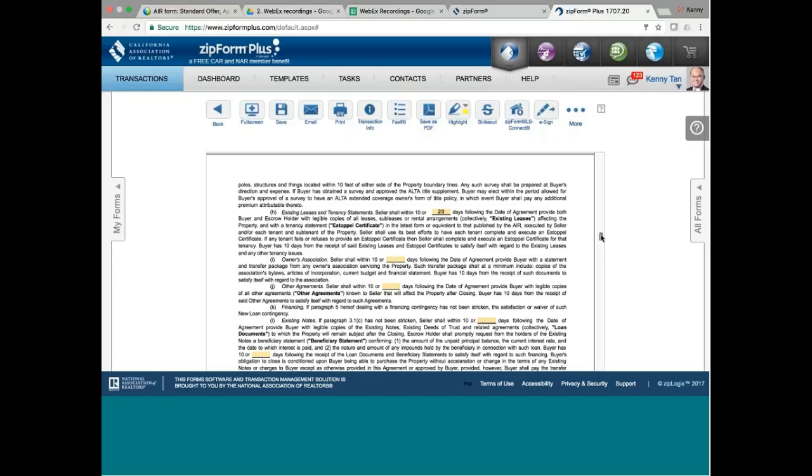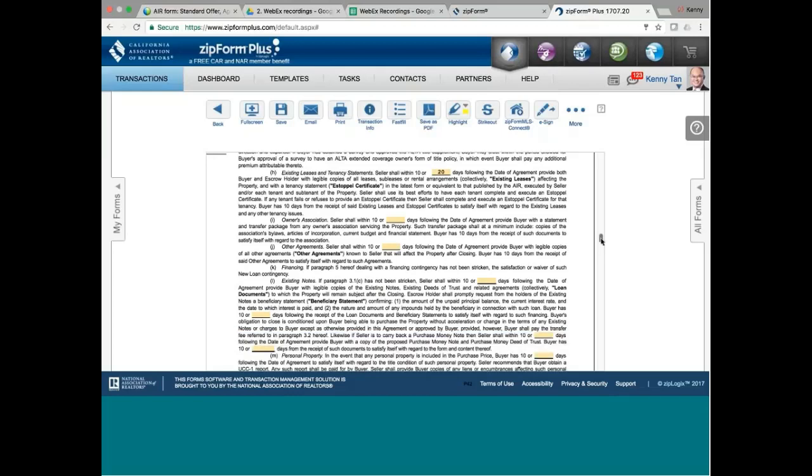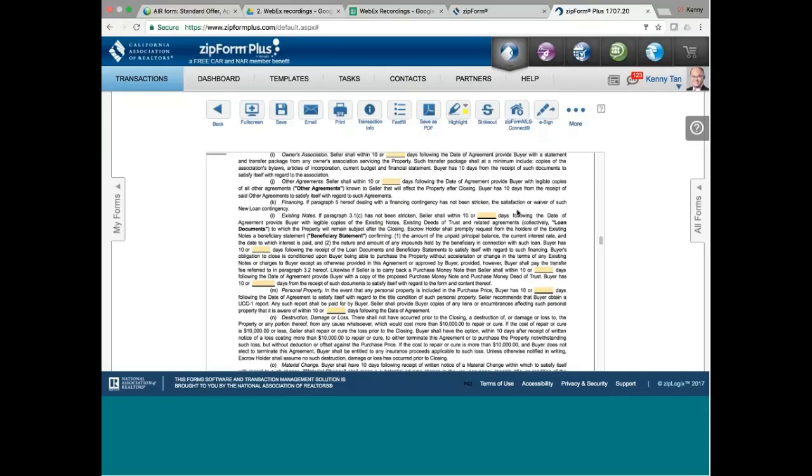Financing. Existing notes. We don't worry about it because we already struck the existing notes provision earlier. So unless the form asks me to strike something, I do not strike it. I just leave it the way it is.